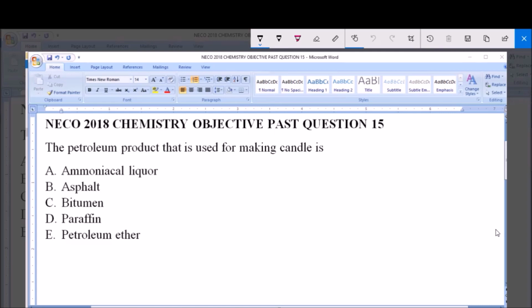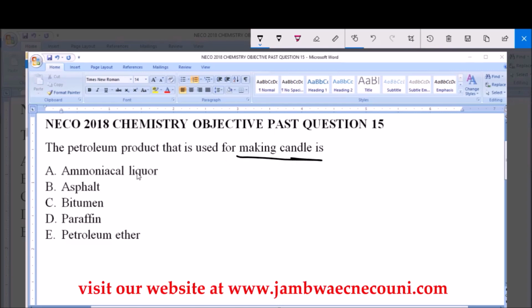The petroleum product that is used for making candle is A. Ammoniacal liquor, B. Asphalt, C. Bitumen, D. Paraffin, E. Petroleum ether. So we have all these products here that are more or less petroleum products, but we are asked for the one that is used for making candles. So let's take a look at what each of the following products are used for and see the one that is used for making candle.